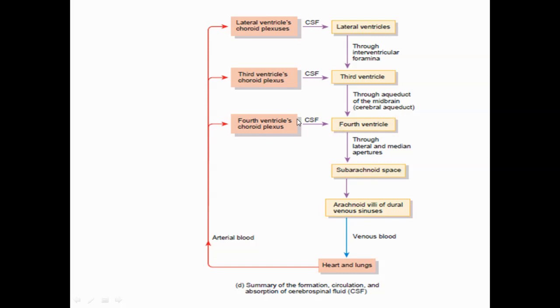Again, in the fourth ventricle, some more fluid is secreted and transported. From the fourth ventricle, it passes through the lateral and the median apertures into the subarachnoid space. From the subarachnoid space, the arachnoid villi take the cerebrospinal fluid. The arachnoid villi are present in the dural venous sinuses, so it flows into the venous blood. See, the color of the arrow is changed here. Now this is the venous blood. The venous blood takes the CSF to the heart and the lungs for purification. So this is a summary of the formation, circulation, and absorption of the cerebrospinal fluid.